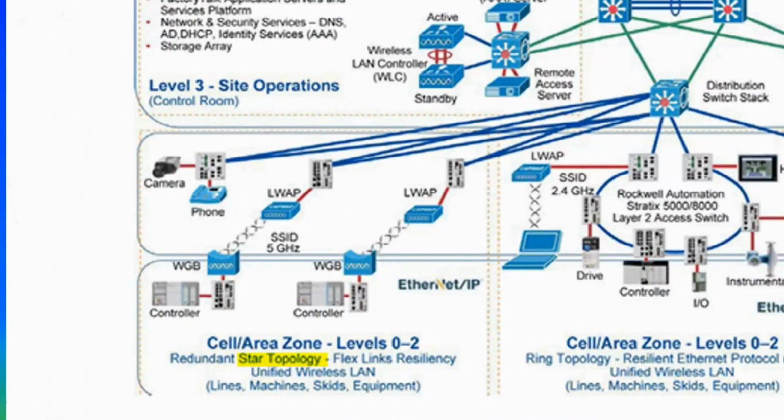We're going to start with star topology. So a star topology represents a physical arrangement of devices where each device has a minimum connection to a central switch. So pretty much all of these devices are connected to that one central switch.